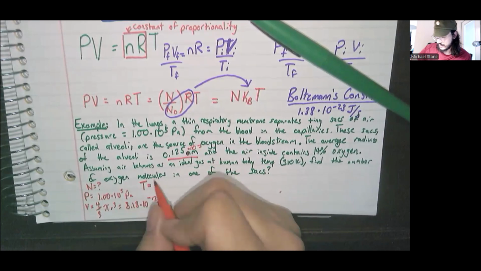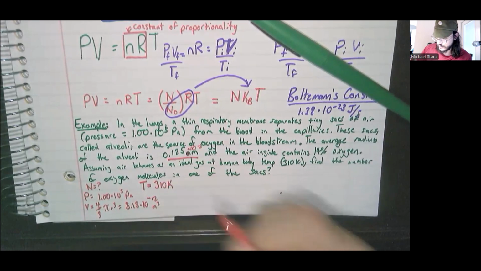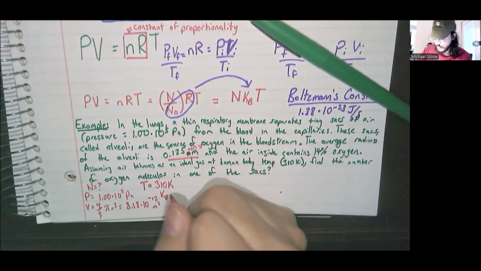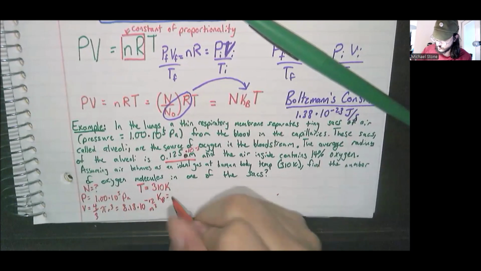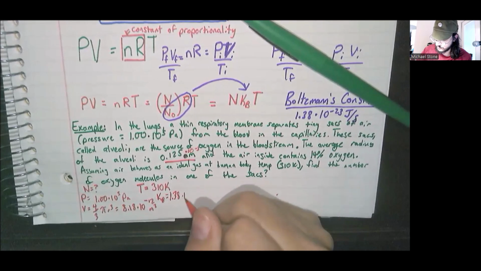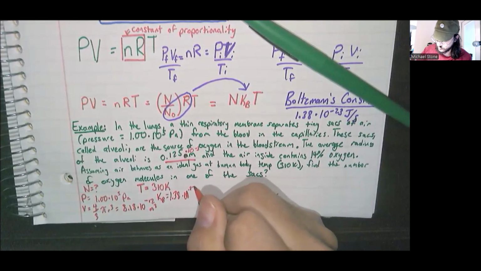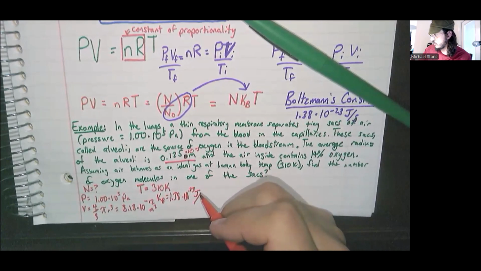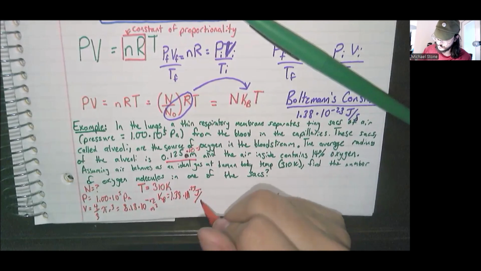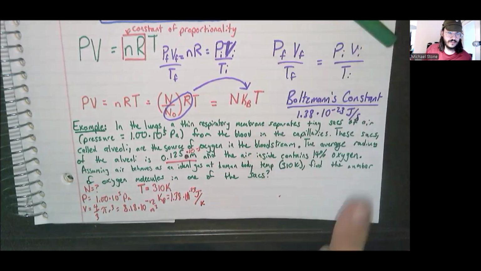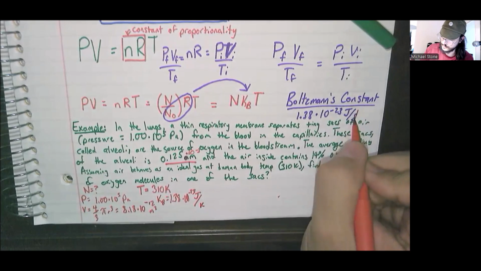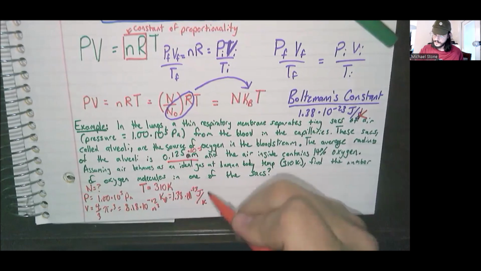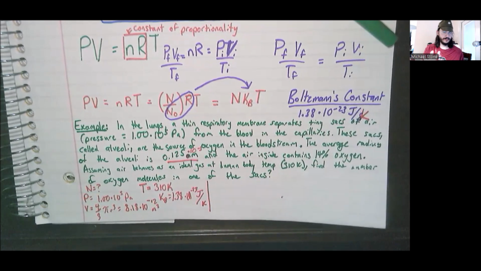T is 310 Kelvin, the absolute temperature of a human body, and the Boltzmann constant is 1.38 times 10 to the negative 23 joules per Kelvin. I'm just now noticing that up here, for some reason, I wrote joules per second, which would just be watts. It's joules per Kelvin. Better late than never.